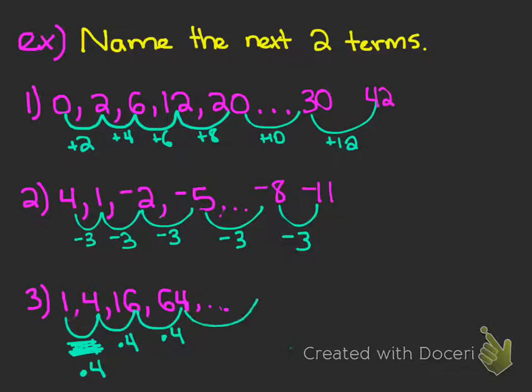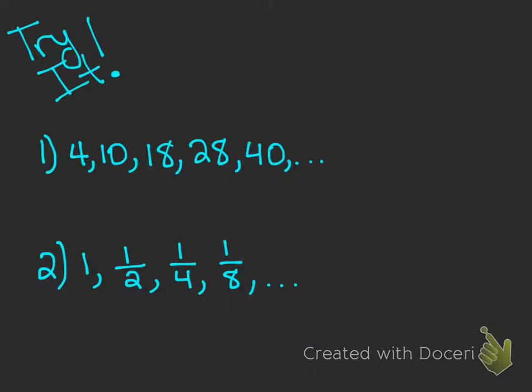So that means the next one will be 64 times 4, which is 256. So that is our next term. And then 256 times 4 is going to give you 1024. Okay, so those are using inductive reasoning to come up with some kind of pattern to figure out next terms. So let's go ahead and try this one. I want you to pause the video, come up with the next two terms here, and then when you unpause it, I'll have those answers for you.